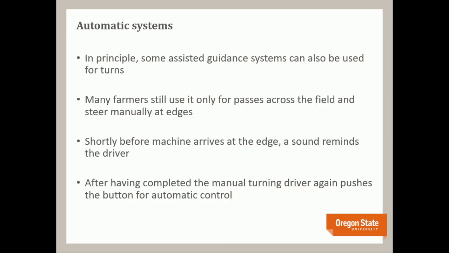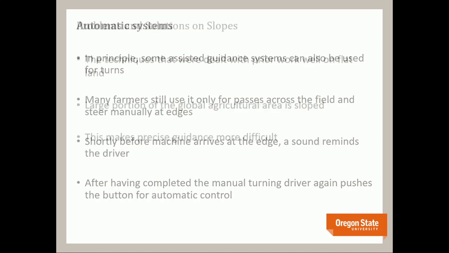In principle, some assisted guidance systems can also be used for turns. Many farmers still use it only for passes across the field and steer manually at the edges. Shortly before a machine arrives at the edge, a sound reminds the driver. After having completed the manual turning, the driver again pushes the button for automatic control.